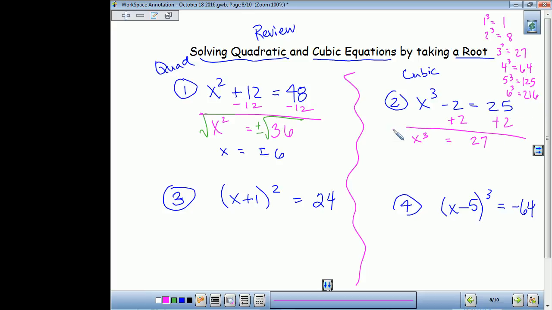All right, so on this one, we're going to take a cube root. Now, a cube root of a positive number is positive because a positive times a positive times a positive makes a positive. A cube root of a negative number is negative because a negative times a negative times a negative is negative. So with cube roots, you only get one solution, whereas with square roots, we had 2. So here we get x equals, and what is the cube root of 27? 3. So 3 is the only answer that works.